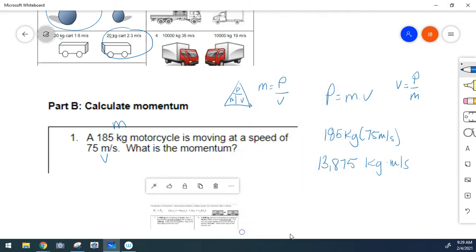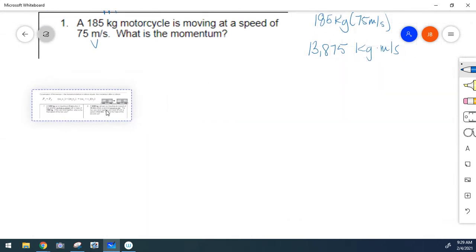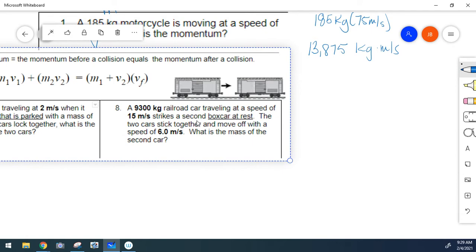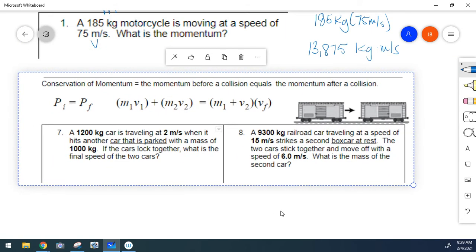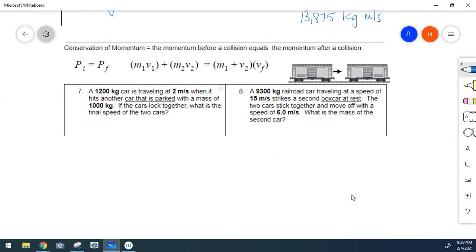All right, move to the last part of today, and we're doing the inelastic collision. So we're going to be using this formula here. So you need conservation of momentum. So initial momentum has to equal final momentum. So we're going to set this one up with mass of 1. So that's 1,200 kilograms times 2 meters per second. That'll be my first part of the equation. And then it hits another car that is parked with a mass of. So then that's going to be 1,000 kilograms times 0 meters per second.